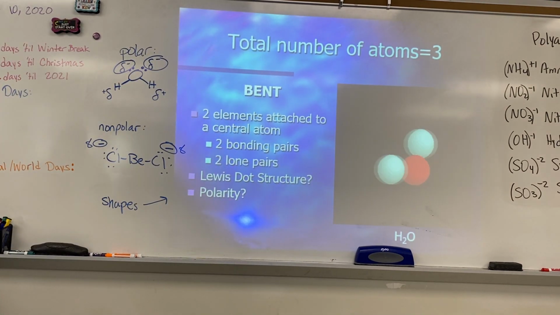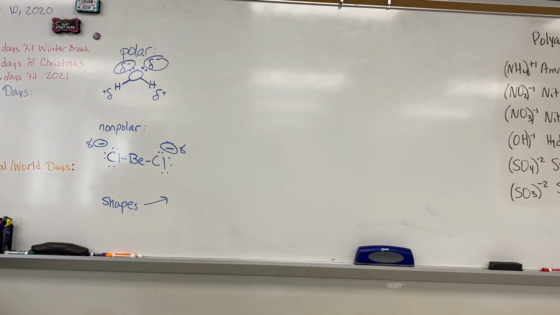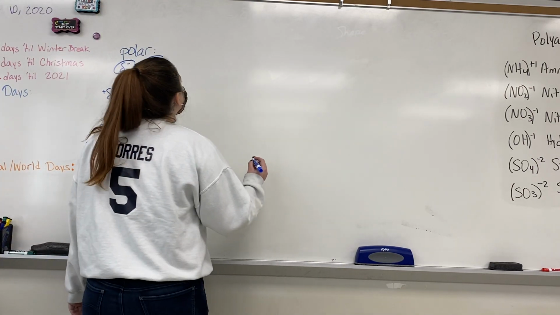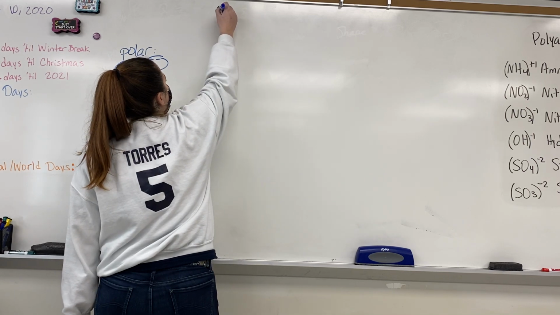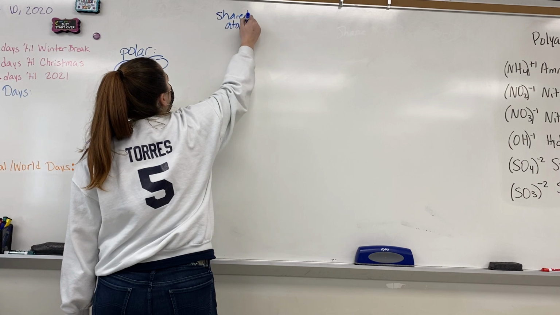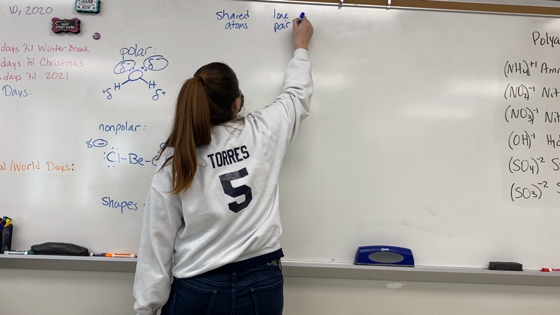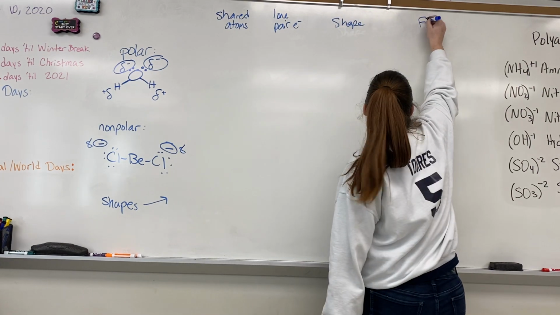Okay, so to recap. All right, let's see if I can do this by memory. So you have your shared atoms, your lone pair of electrons, your shape, and then your examples.